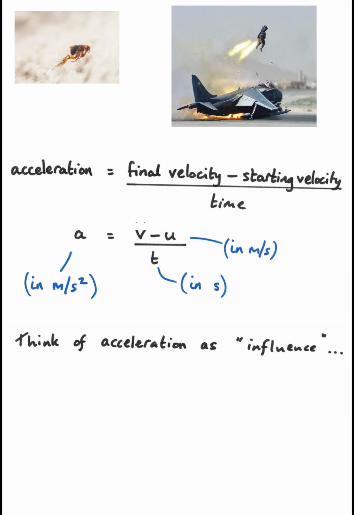Take a look at how this is written. If, say, a car is braking, then the final velocity v will have a lower value than the starting velocity u, and so the acceleration will come out negative. In some ways, acceleration as a quantity makes a bit more sense if you think of it as an influence, rather than just getting faster. Because, as we've seen, it is perfectly possible for something to be experiencing an acceleration and be slowing down. It's just that acceleration, or influence, will be negative.